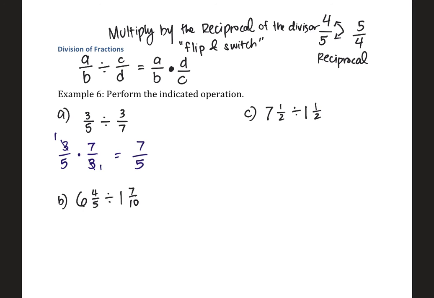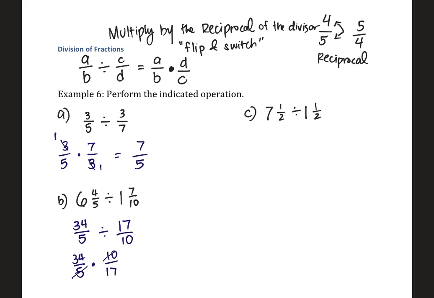For letter B, in the same way as the other one, we want to convert it to an improper fraction by multiplying, right? Multiply and then add. So 6 times 5, or 5 times 6 is 30. Plus 4, we have 34 over 5. Divided by 10 times 1 is 10 plus 7. We have 17 over 10. Flip it, switch it to multiplication. 34 over 5 stays the same, times 10 over 17.